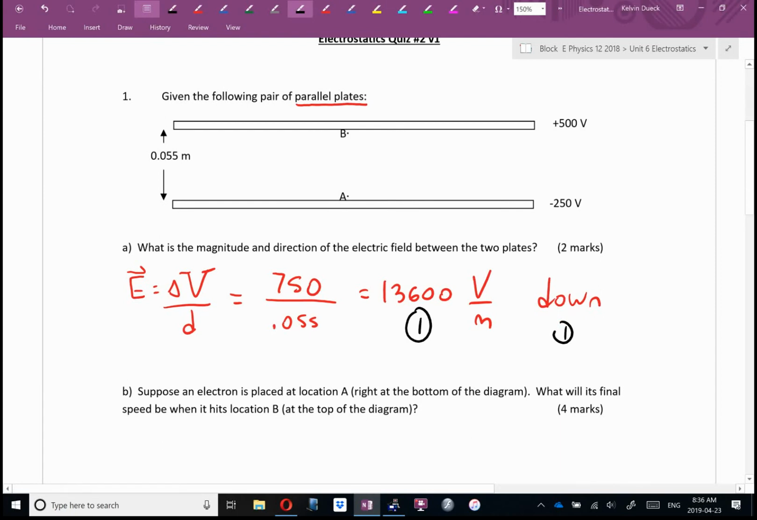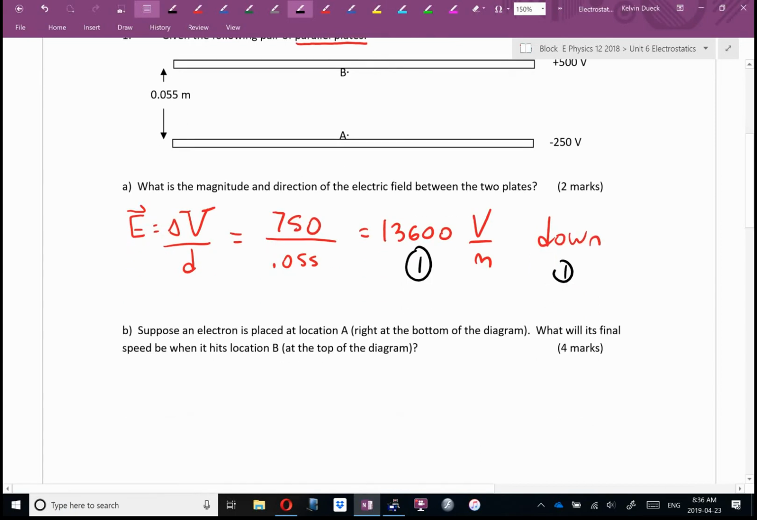Suppose an electron is placed at location A, right at the bottom of the diagram. What will its final speed be when it hits location B at the top of the diagram? Ibrahim, what does this question want me to find? Velocity? Say no. What does it want me to find? Starts with the letter S. Did it say velocity or did it say speed? I do pick my words carefully. That probably means I should use a scalar approach. I'm going to think about maybe energy and conservation of energy.